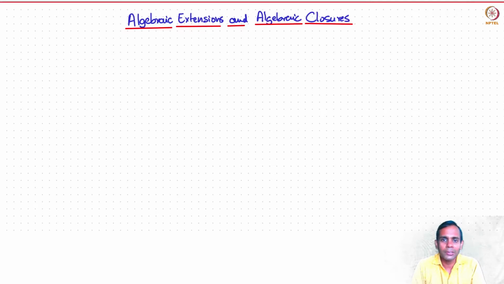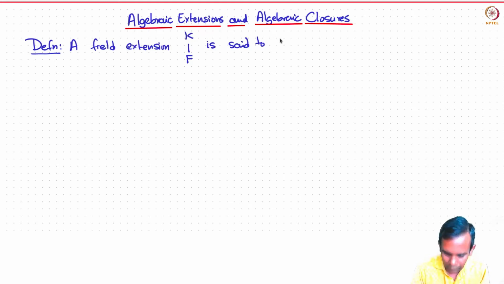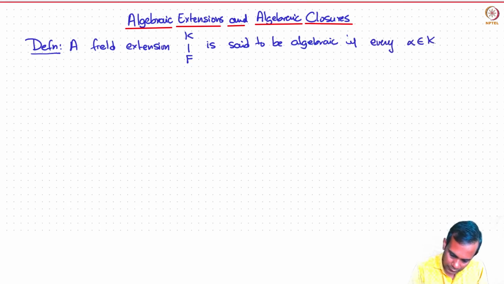Today we'll talk about algebraic extensions and algebraic closures. Let's start with the definition of an algebraic extension. A field extension K over F is said to be algebraic if every element is algebraic over F.